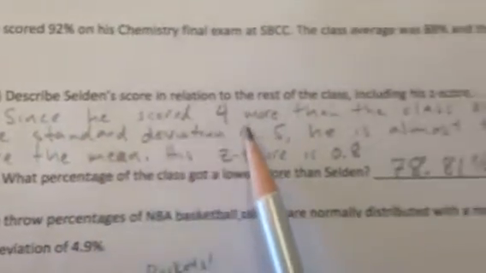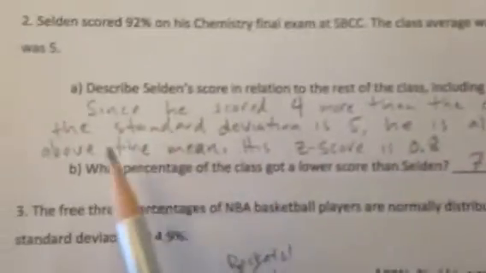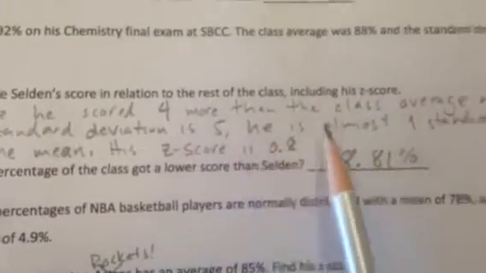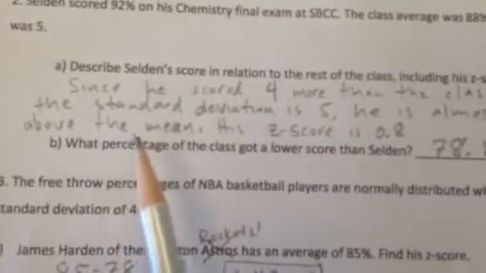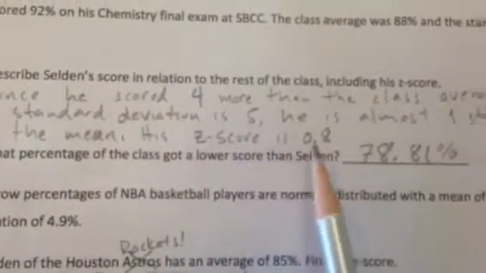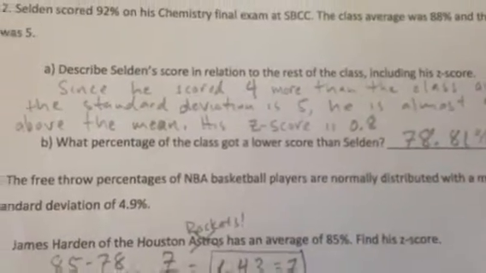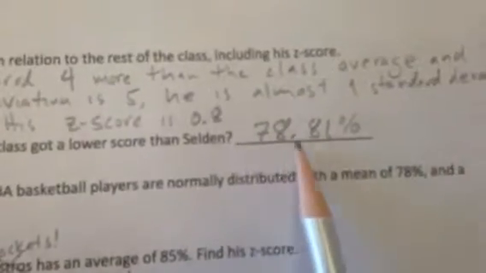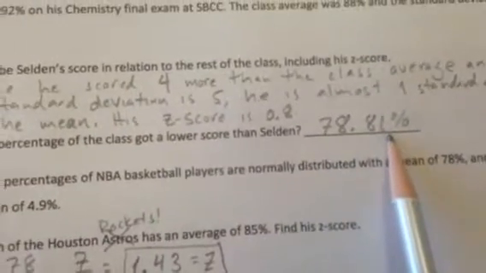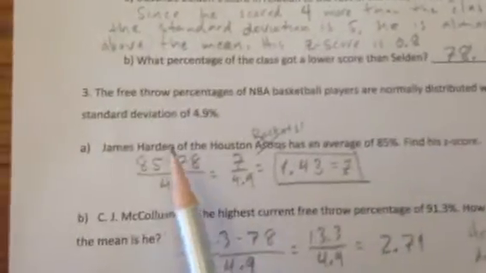Well, since he scored 4 more than the class average, and the standard deviation was 5, he's almost 1 full standard deviation above the mean. He's actually 4 divided by 5, which is 0.8. That's his z-score, 0.8. And when you look that up on the z-table, or on the normal probability chart, here's your positive z-score of 0.8 right there. 0.7881. All right, so 78.81% of the class is below him. Not bad.